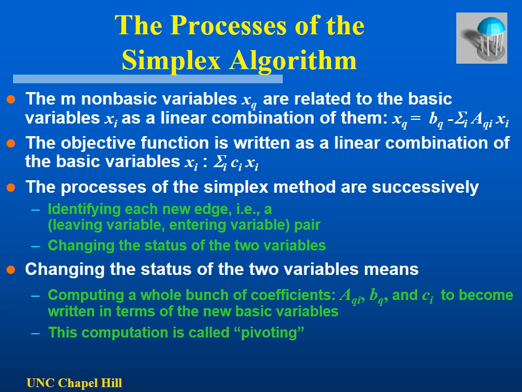So, to repeat, the simplex algorithm is an iterative method with successive steps. At each step, we're starting at a vertex and identifying a leaving variable, and given the leaving variable, identifying the associated most constraining variable, which will become the entering variable, and changing the status of the two variables via the computation called pivoting.